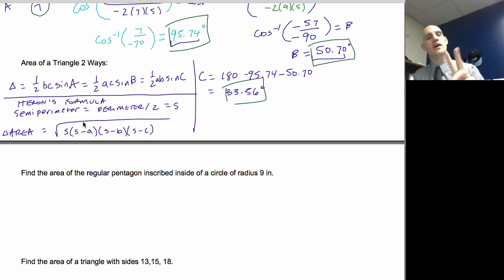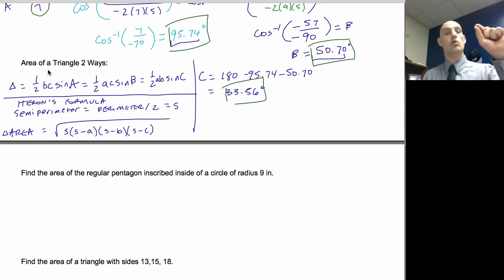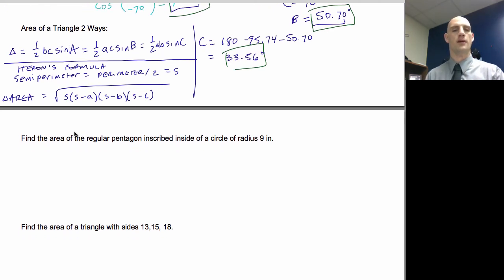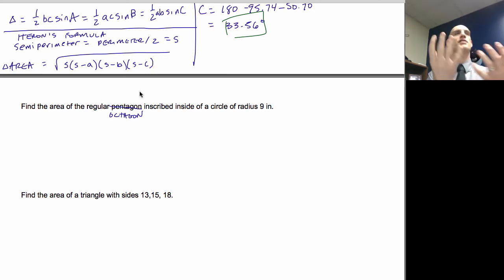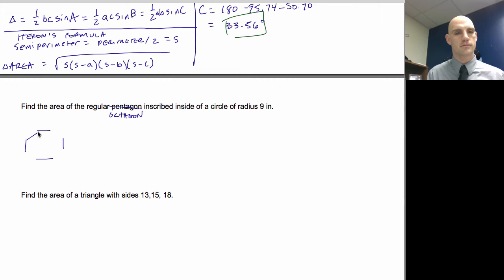Okay, so there's 2 ways to find area here. We're going to do 2 examples. One's going to be with this shorter little formula. One's going to be with the semi-perimeter formula. Find the area of the regular pentagon inscribed inside of a circle of radius 9 inches. And this should actually be octagon. Okay, we'll make this an octagon, which means it has 8 sides. Well, what does it mean to find the area, that's everything inside, and what does it mean to be inscribed inside? If I have an octagon here, right?